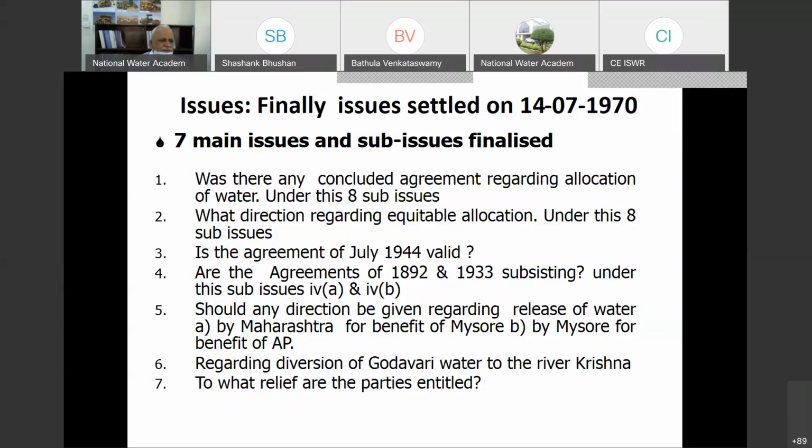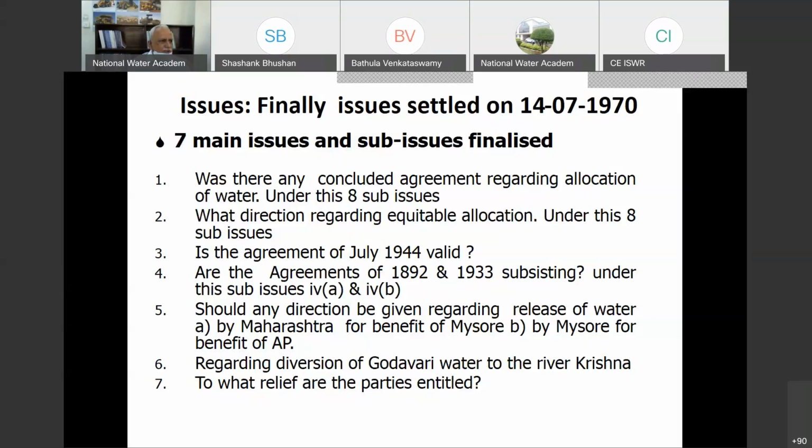But the major one was whether the agreements were concluding agreements or not. The issue was what direction on equitable allocation the tribunal should give. For that also they have subdivided, with 8 sub-issues. Another issue was regarding whether the 1944 agreement, which was essentially for the Tungabhadra, is valid or otherwise.